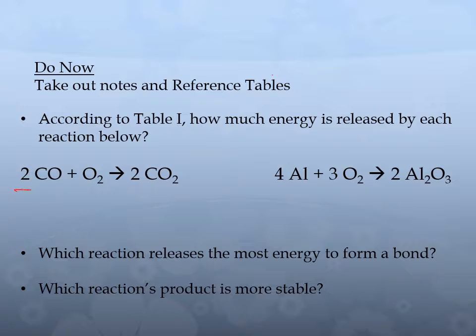2 moles of carbon monoxide, CO, plus 1 mole of O2, oxygen, will combine and create 2 moles of carbon dioxide, CO2. I'll also look for this reaction over here. 4 moles of Al added to 3 moles of oxygen produces 2 moles of Al2O3. Now, when you're looking at these things, just be careful.